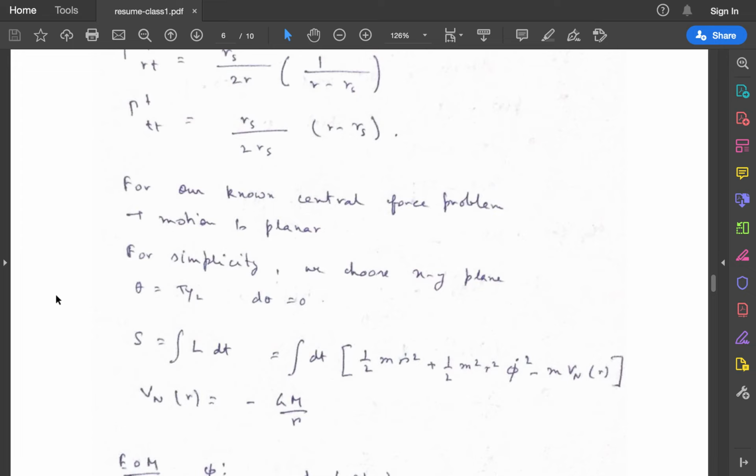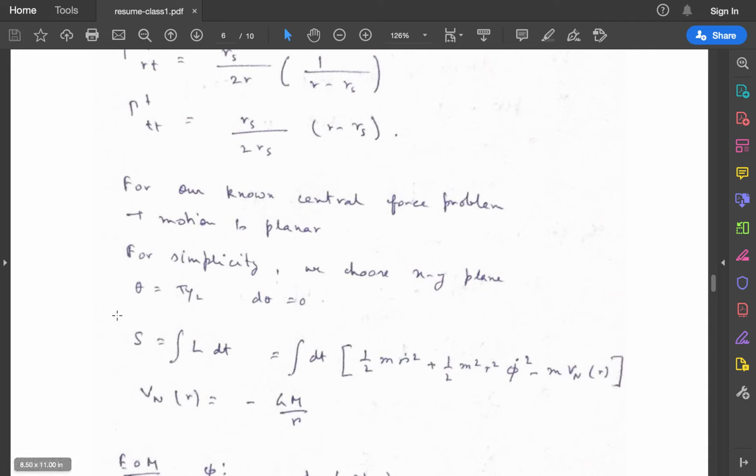So for planar motion, we will be choosing a planar coordinate. To choose a planar coordinate, let us put theta equal to pi by 2, which implies that theta dot equal to 0. So we are in a plane.